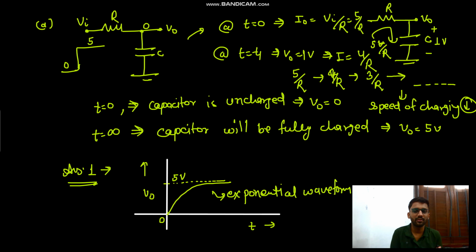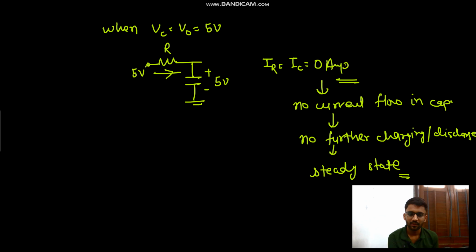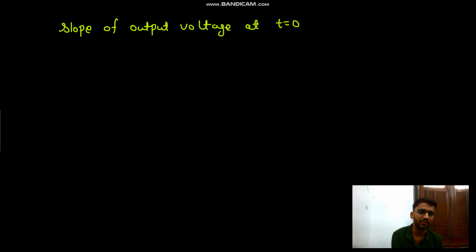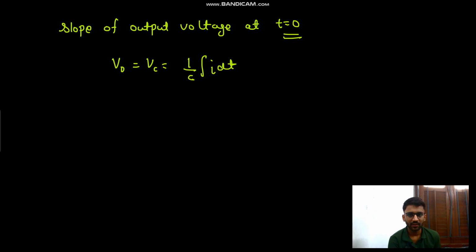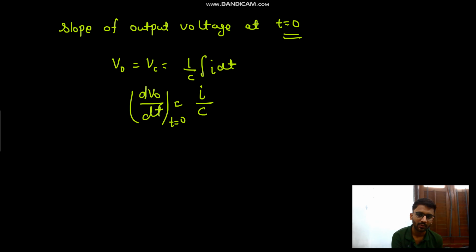Okay. Now talking about the second one, slope of output voltage at t equals to 0. So what you can write, output voltage V naught equals to Vc equals to 1 by C integration I dt, right? This is the output voltage. So the slope will be dV naught by dt equals to I by C at t equals to 0. What is I at t equals to 0? That is V by R.